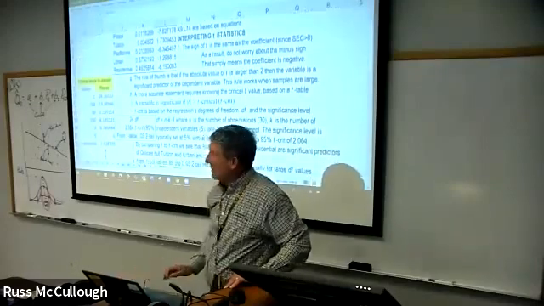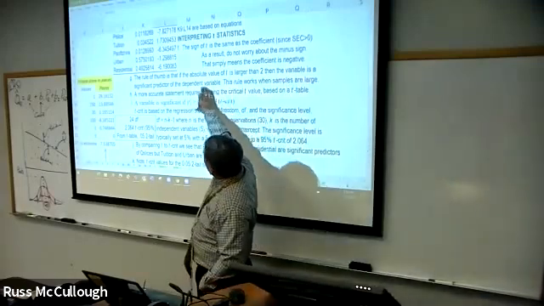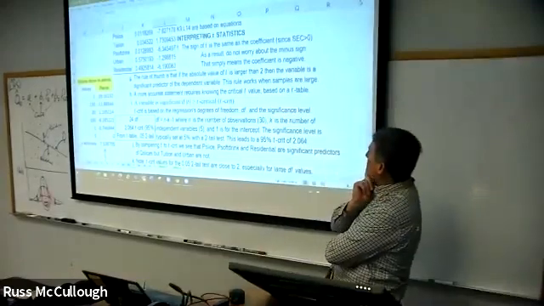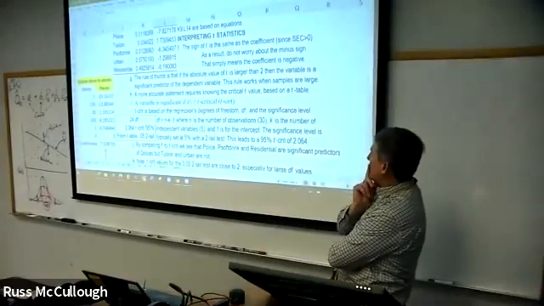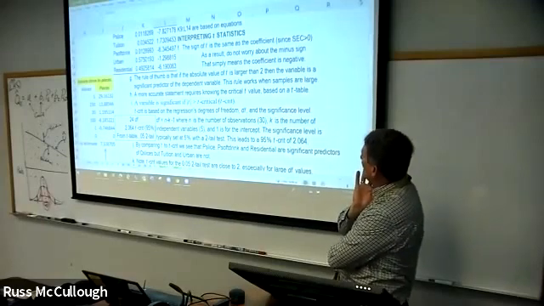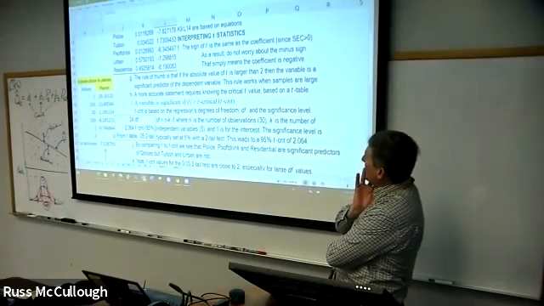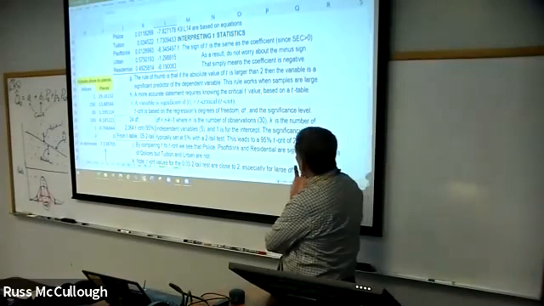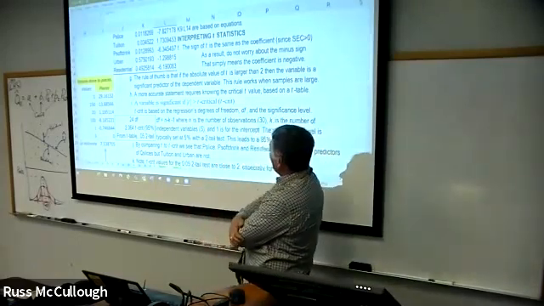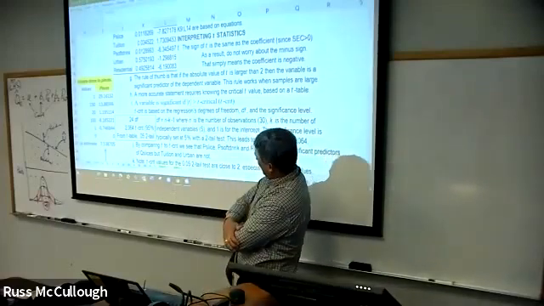All right, here's the big thing that you need to have memorized. This is the most important part of this. So the rule of thumb is that if the absolute value of the t is larger than 2, then the variable is a significant predictor of the dependent variable. This rule works when samples are large. A more accurate statement requires knowing the critical t value based on a t table. A variable is significant if the absolute value of the t is greater than the critical t.